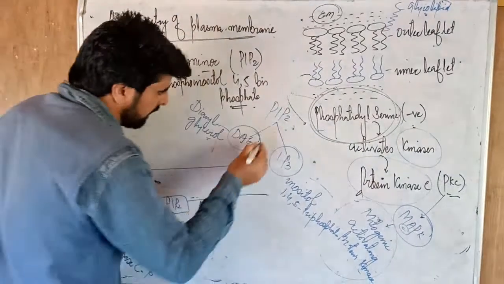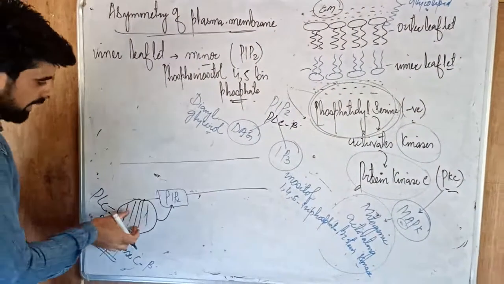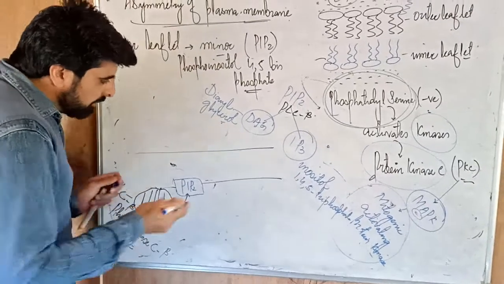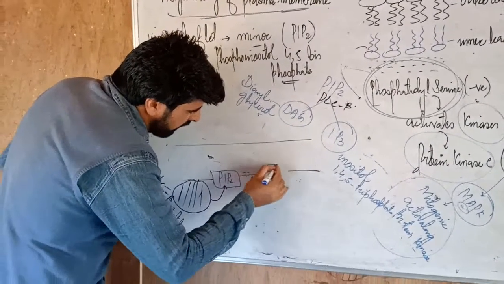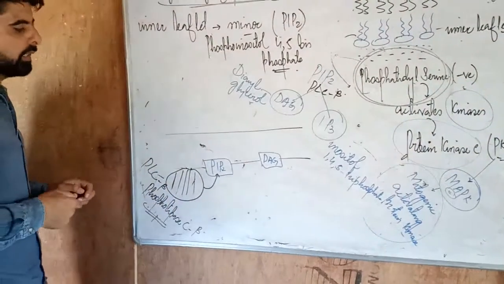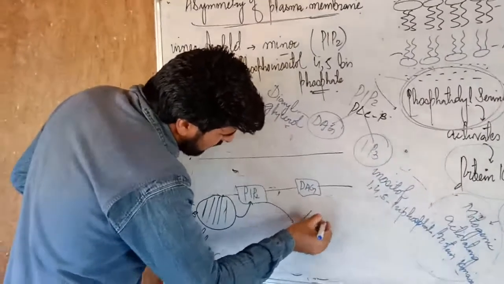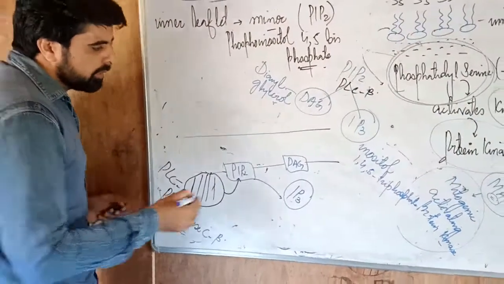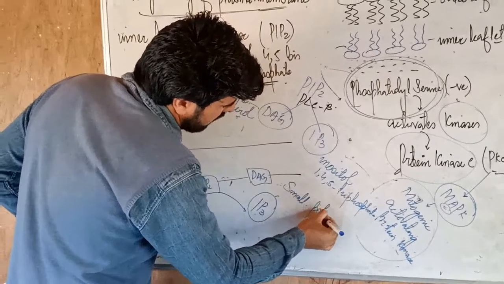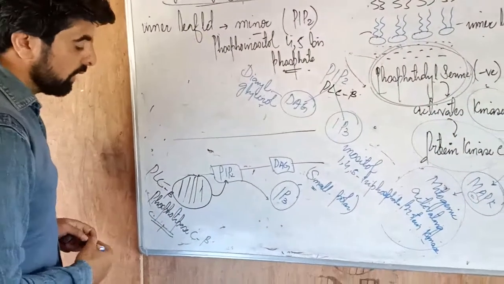With the help of the enzyme PLC beta. When it gets activated, it acts upon it. It is broken down into two products. DAG remains associated with the plasma membrane, inner leaflet. DAG remains attached with the inner leaflet. Whereas this IP3 comes into the cytosol because it is a small polar molecule. It is very small and polar, and because of these two things it comes into the cytosol. It loves to be with the water, so it comes into the cytosol.